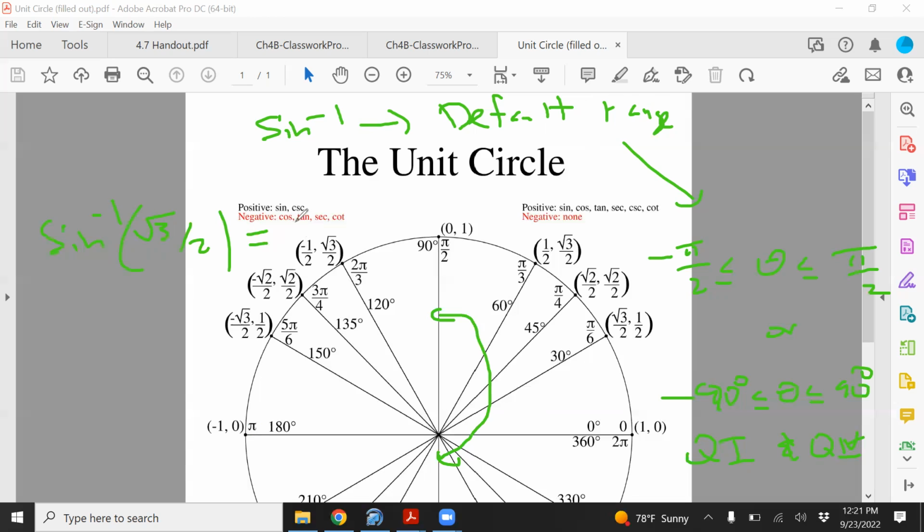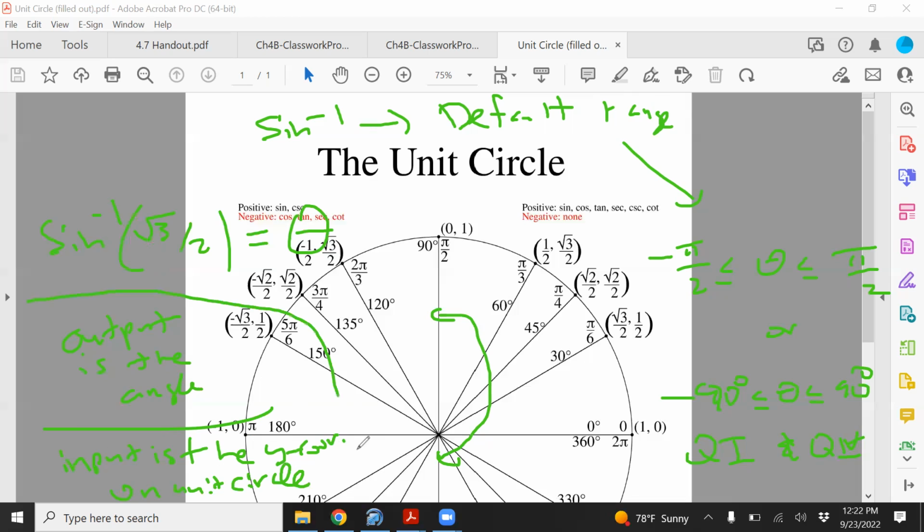All right, it's Friday. So the output is the angle. The input is the y coordinate on the unit circle. This is probably the most important thing that I'm going to talk about today: the output is the angle, and the input is the y coordinate in the unit circle.